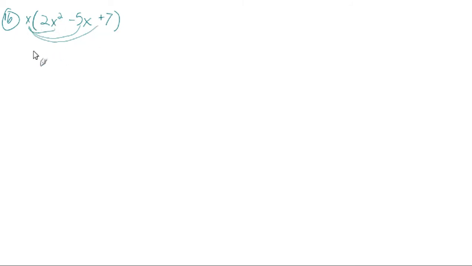So 2x squared times x would be 2x to the third, minus 5x times x would be 5x squared, plus 7 times x would be 7x. So we've distributed that x to everything in the parentheses, and that is all. That's everything that we need to do. And let's do number 19.